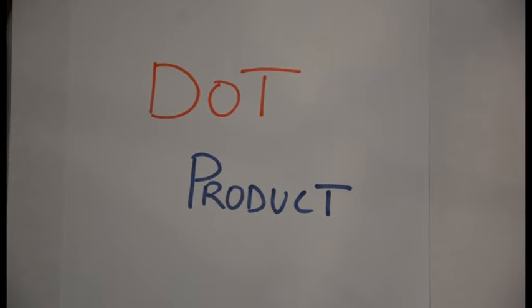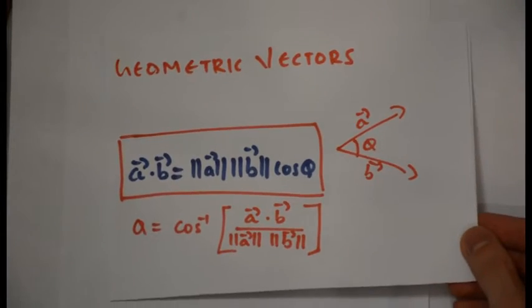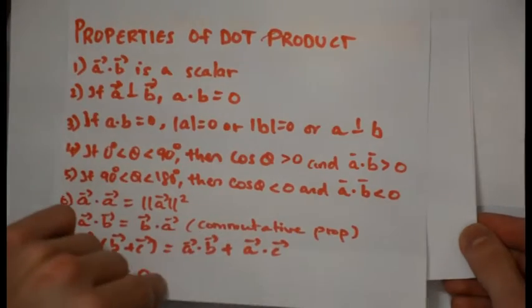Today we are going to talk about the dot product, mostly about geometric vectors and the properties of the dot product.